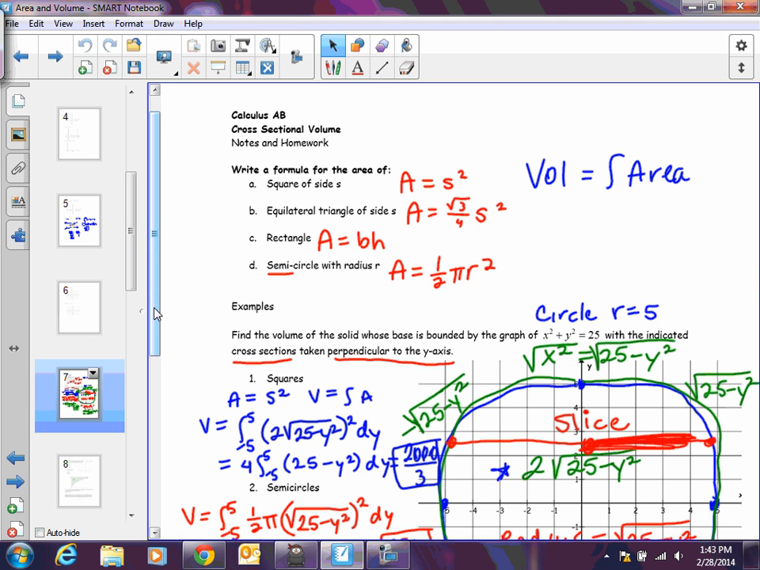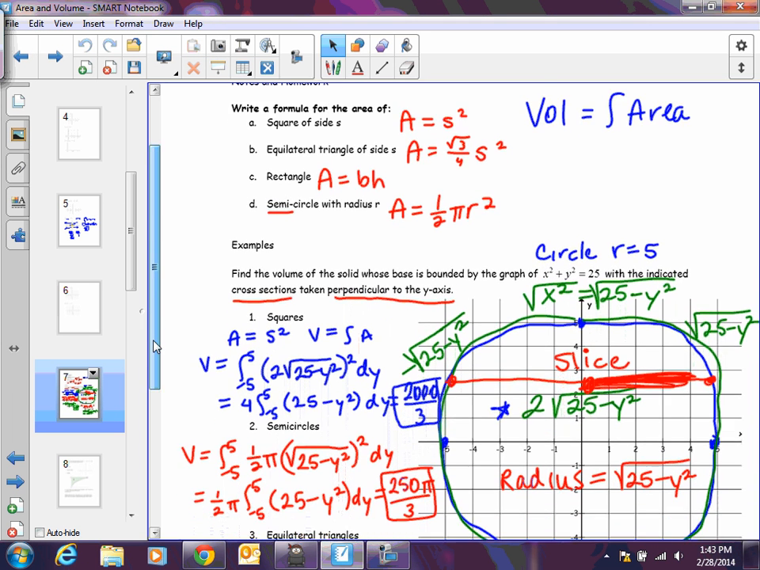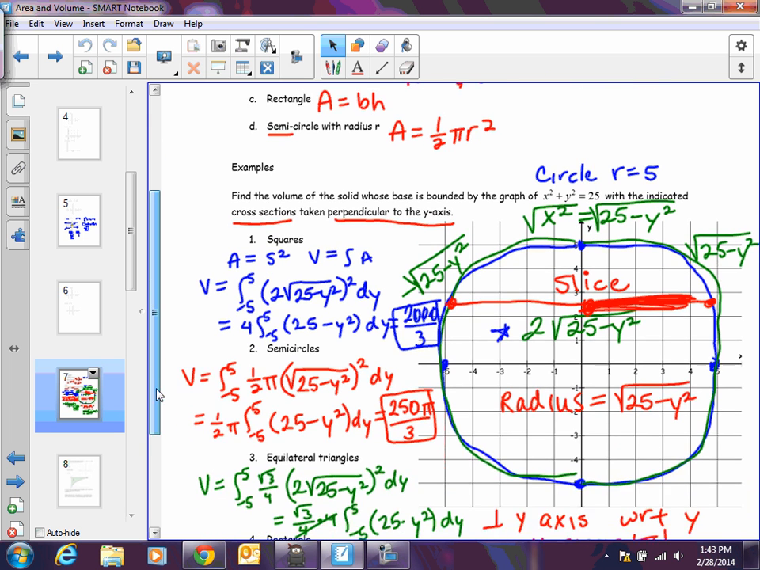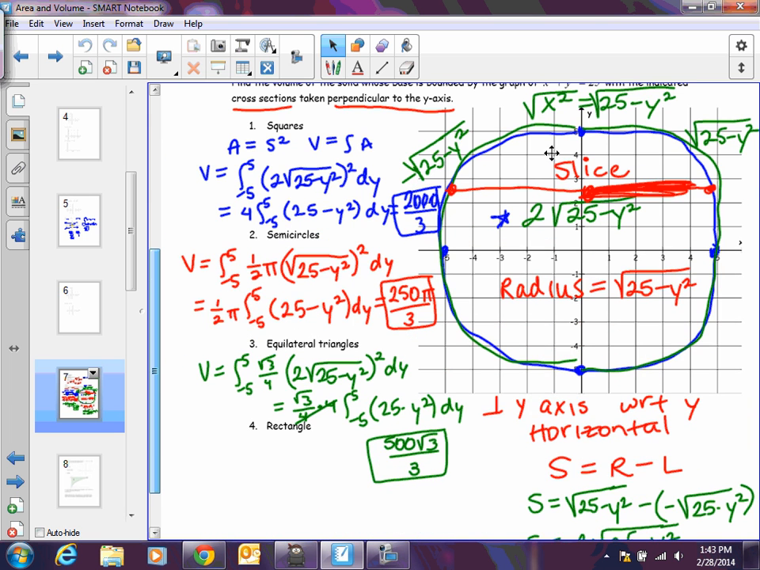Okay, so yesterday on the first day of volume, we were looking at this base, and we said, okay, there's this 3D figure that's jumping out at you, and it's made of all these little squares or all these semicircles or equilateral triangles. And so if we can find the area of one of them or of the general cross section, and we integrate, add up all of the slices, it'll make that 3D figure. Okay, before we do rectangle, I want to go ahead and show you what these look like on 3D pictures of them.